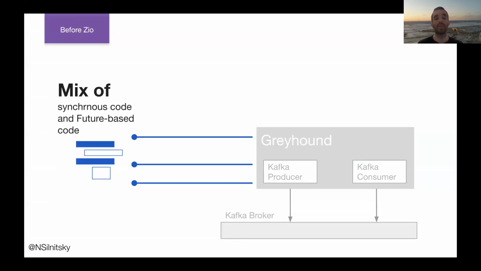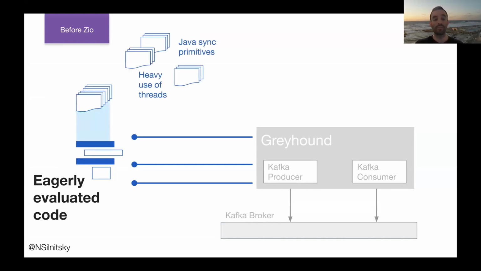And it's a mixture of synchronous code and future-based code, meaning that there is a lot of eagerly evaluated code that it's hard to actually control the synchronization and timing. A lot of threads are used, especially in Greyhound. And so we needed to use a lot of Java synchronization primitives in order to avoid race conditions. So a lot of brittleness and a lot of boilerplate.